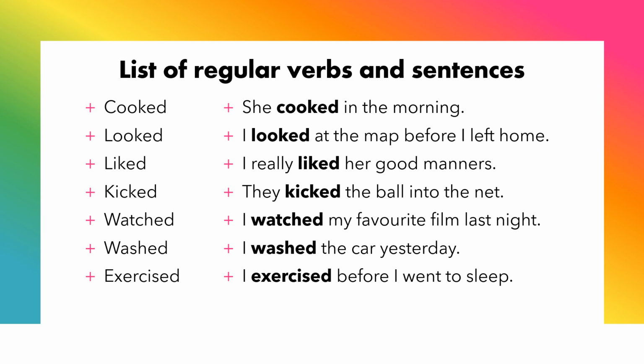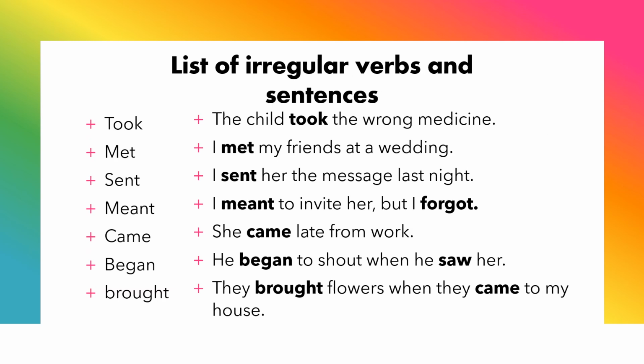Now practice this on your own, and remember that this is a use of the regular verb, and the regular verb ends with the ed. So let's have a look at now the irregular verbs on the next slide. So here's a list of irregular verbs and sentences. So irregular verbs are the ones that we have a different spelling.